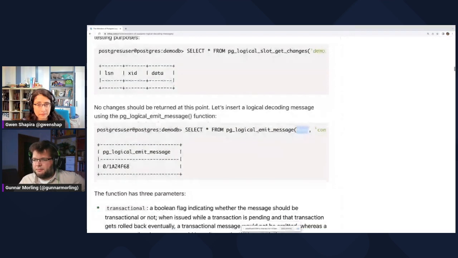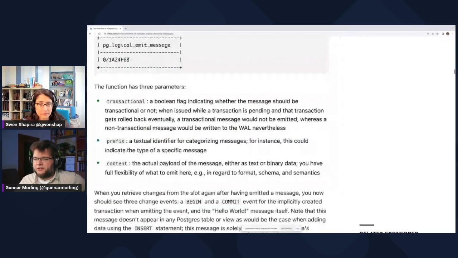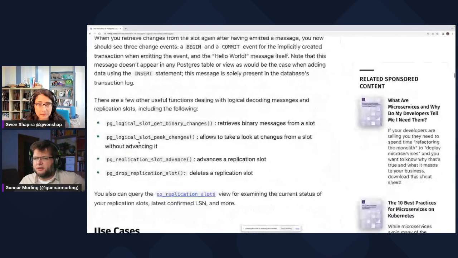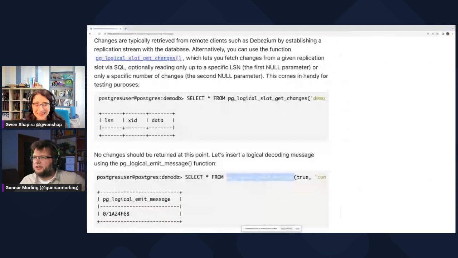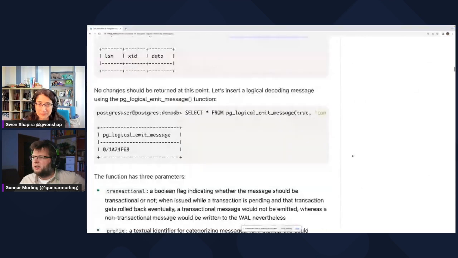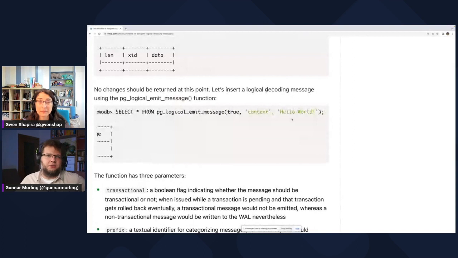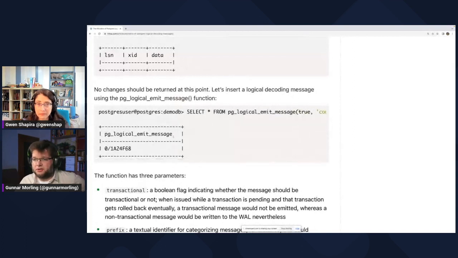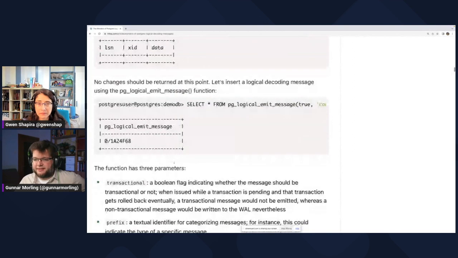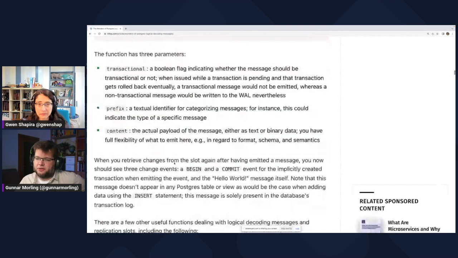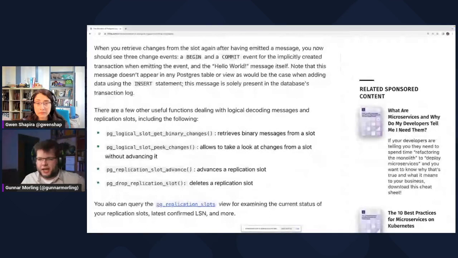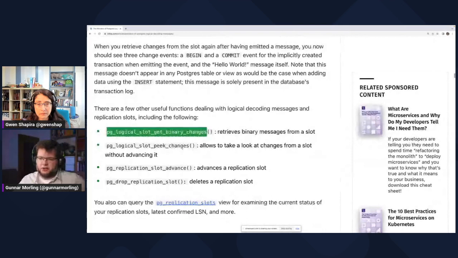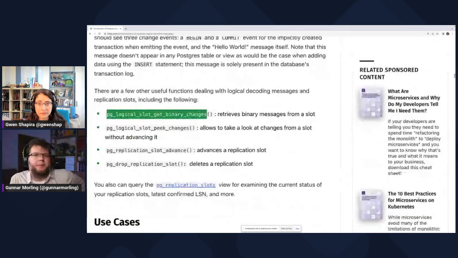And then there are a few functions where you can get those changes. Actually, I see I should have shown this here in the article. If you were to call that again, you would see this hello world text, which got inserted as a message. So that's how you insert them, and then you have a few functions where you can, for instance, just peek into the transaction log without advancing your replication slot. You could get binary changes. You could just advance your slot and so on. But that's the general basic mechanism.